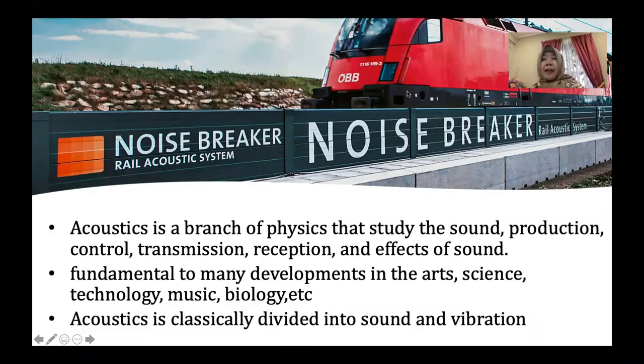As you can see here, this is the speed train. This is a noise barrier. Because of the study of acoustic, we can develop a noise barrier here. The development of the noise barrier will involve the study of sound. How does the noise propagate from the speed train? What are the characteristics of sound, and what are the characteristics of the material here that can absorb the sound? So that is called acoustic.